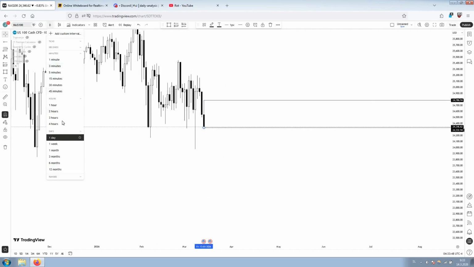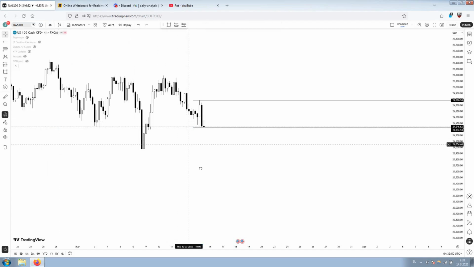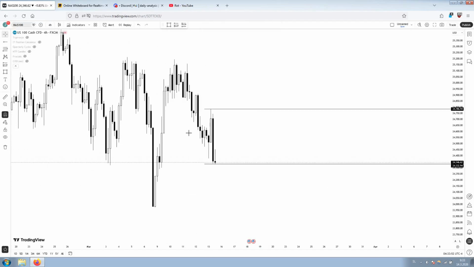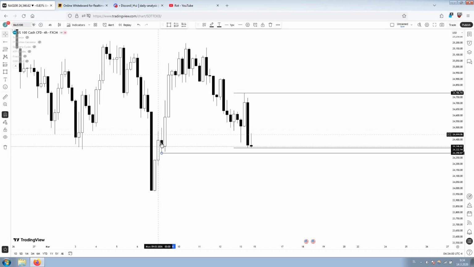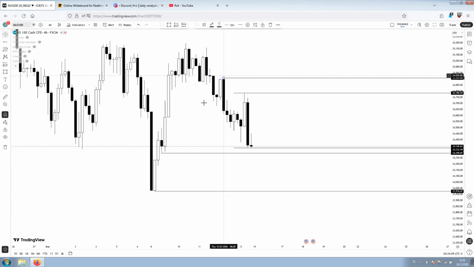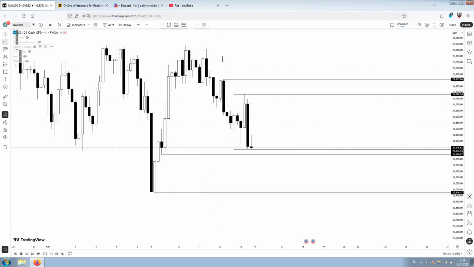Then we go to the 4-hour chart and we mark all the necessary highs and lows and swing highs and lows. So what do we have here? Here we have a low, a move down and a move up. It's a low. Then here we have another low. Then what do we have over here? Another high. Then what do we have here? Another high as well. So we marked all highs and lows.